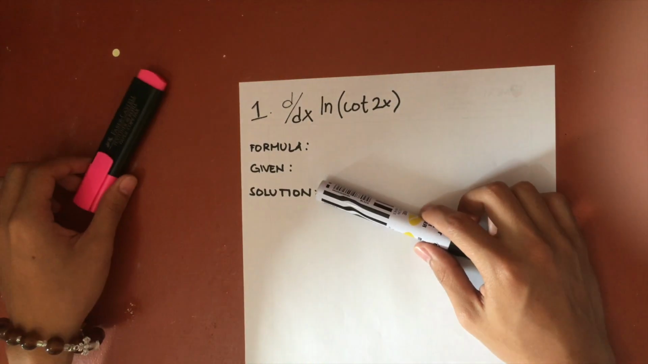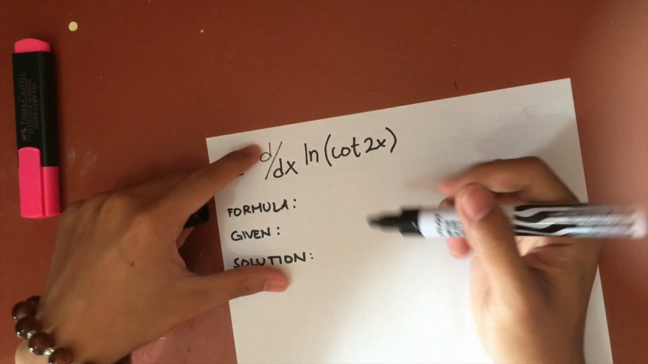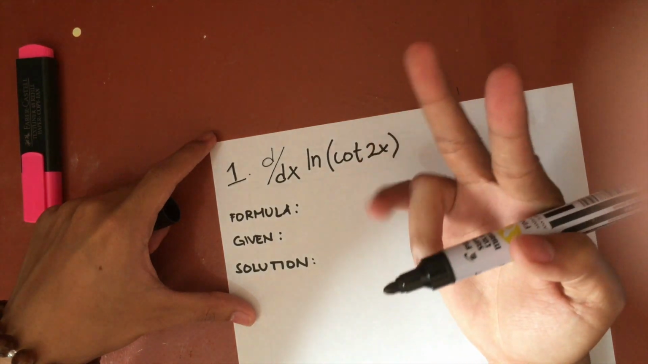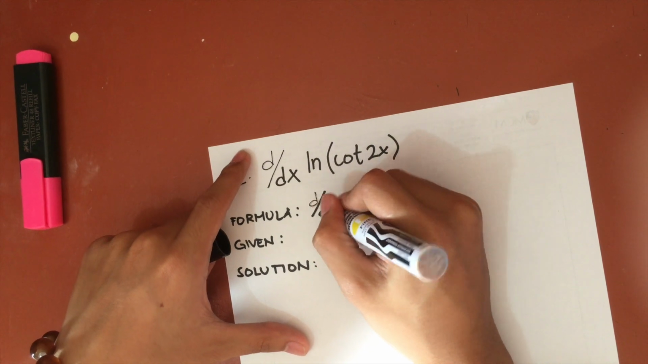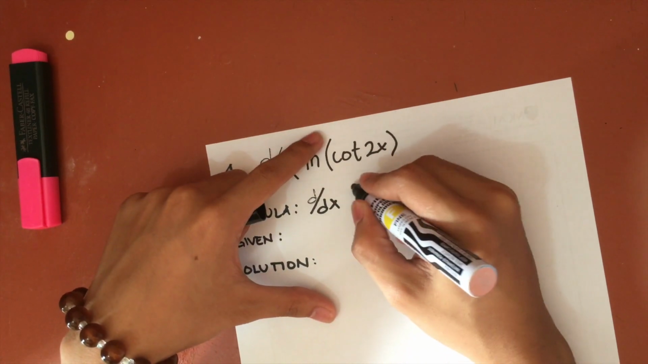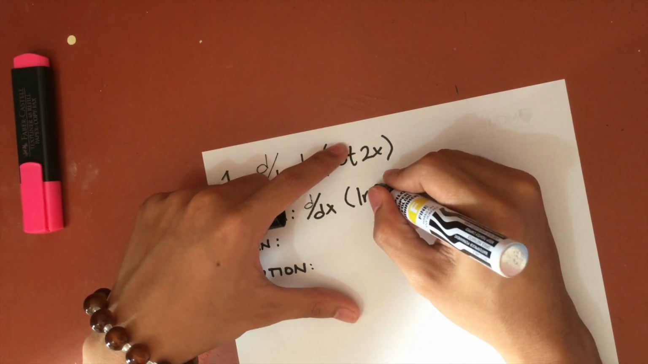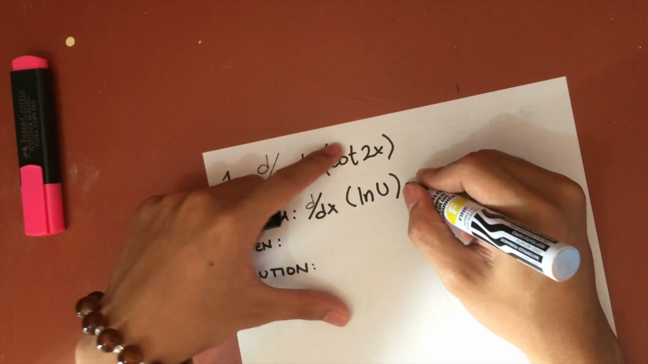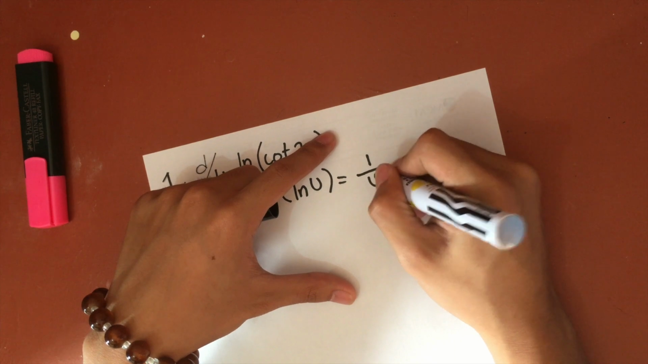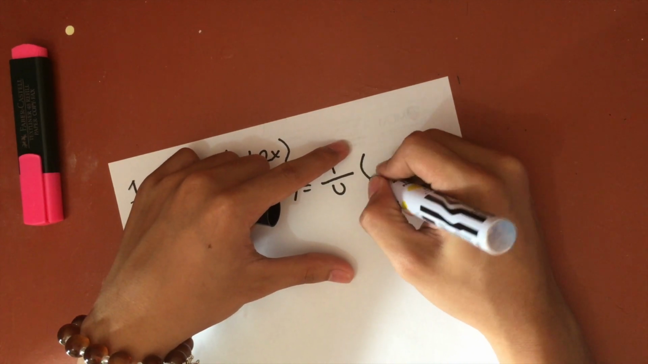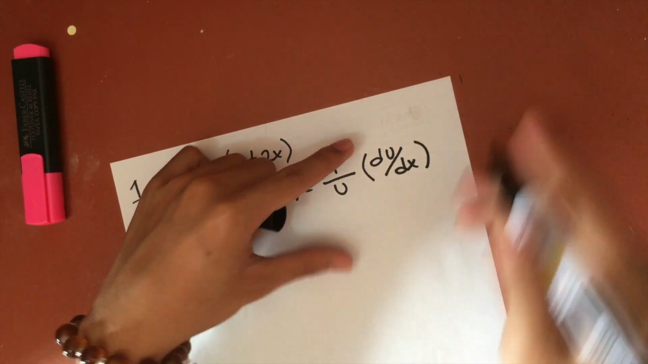And now we're back. As I said, the formula that we have to utilize is the second formula, which is d/dx of ln u equals 1 over u times the derivative du/dx.